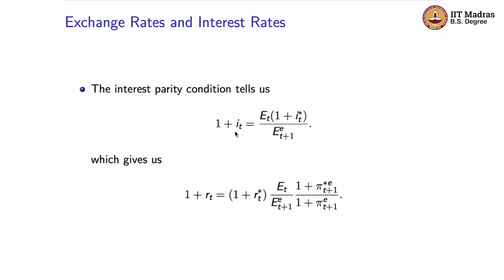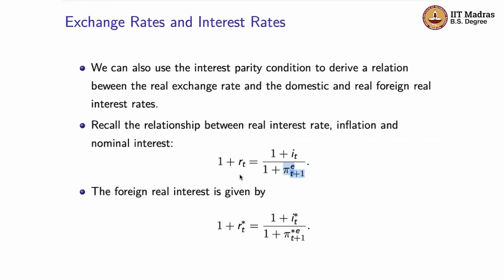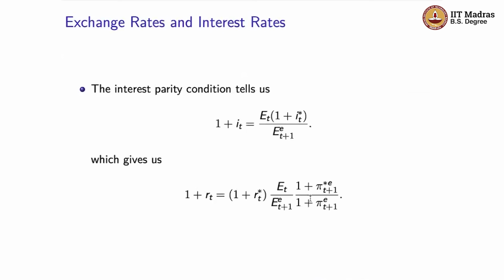Now, suppose that we want to replace this 1 plus i_t with 1 plus R_t. We can easily do that. Instead of 1 plus i_t, we write 1 plus R_t times 1 plus pi^e_{t+1}, and similarly 1 plus i star t is replaced by the corresponding terms in the foreign real interest rate and the foreign inflation. You end up with a relationship which looks like this. This has made progress in the sense that we have got rid of the nominal interest rates, but we still have the nominal exchange rates and the inflation rate.